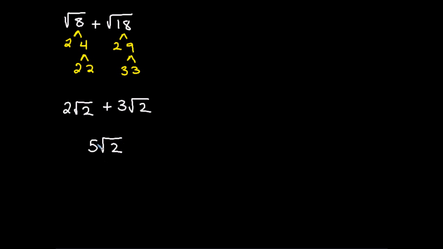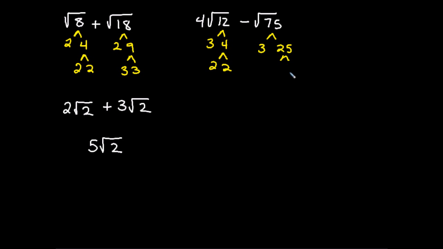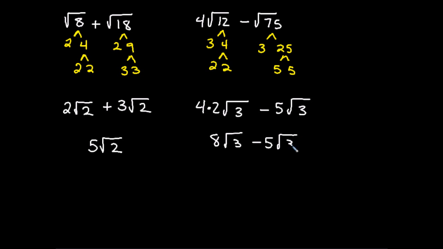Let's try another one. 4 times the square root of 12 minus the square root of 75. 12 and 75 don't match, but 12 is 3 times 4, and 4 is a perfect square, and 75 is 3 times 25, and 25 is a perfect square. So I bring out the 2, which gets multiplied times the 4 that was already there, and I bring out the 5. So I have 8 times the square root of 3 minus 5 times the square root of 3. 8 minus 5 is 3.